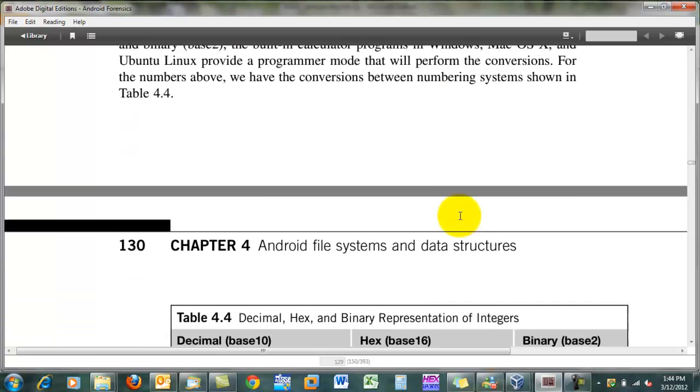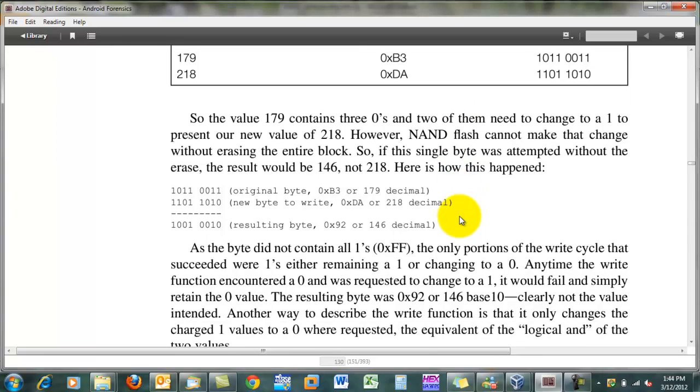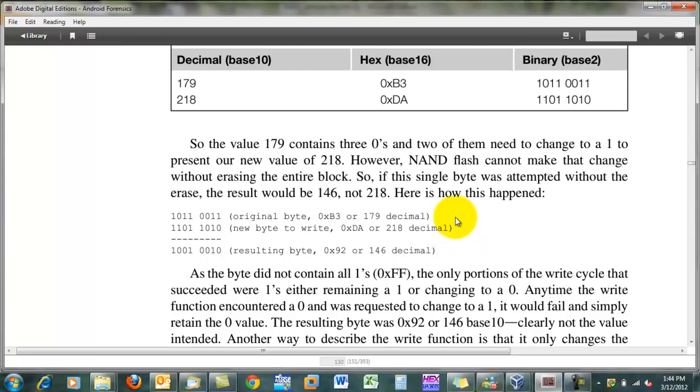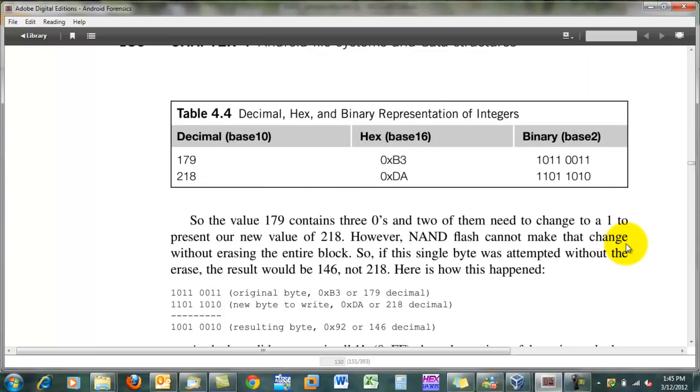How about one example over here? Maybe you can see the reason. Let's say you want to do an addition of 179. This is to add 179 to 39, which gives you 218. So what is this example trying to say? Initially this byte is 179, and you want a new byte: after you add 39 to 179, you get 218. Let's say you only have one page per block, so this one page is only 1 byte.